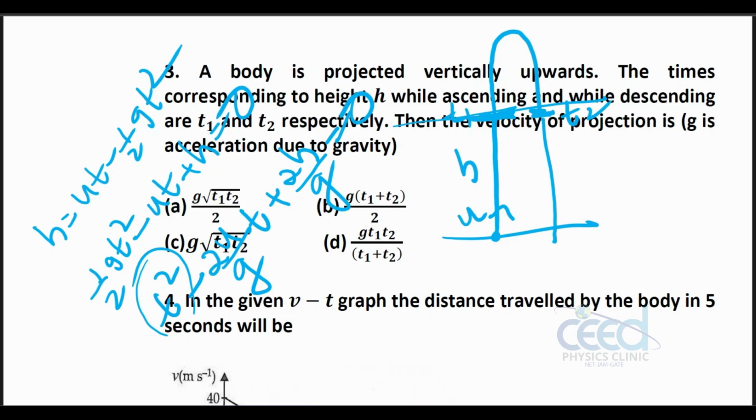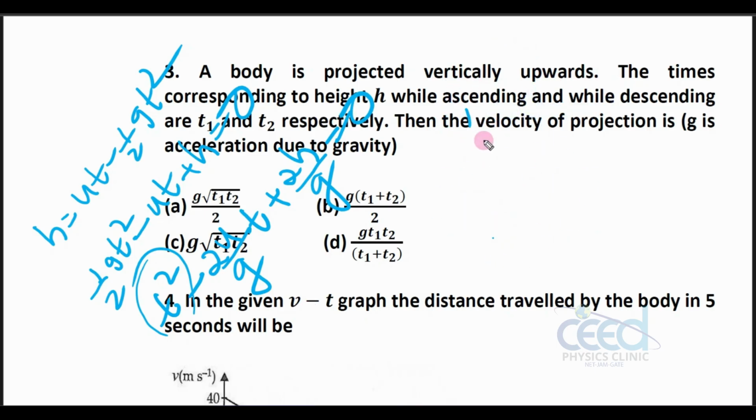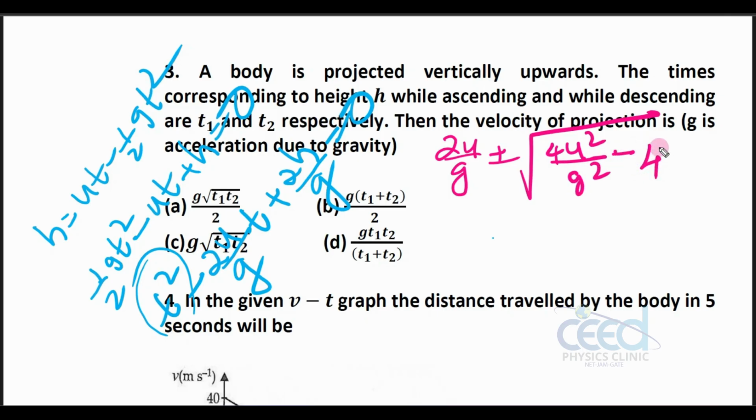Now the solution of this quadratic equation we can write as minus b plus or minus root b square minus 4ac, that is 2u by g plus or minus root of 4u square by g square minus 4ac, that is minus b plus or minus root b square minus 4 into, what is a? a is 1, c is 2h by g. Now divided by 2.